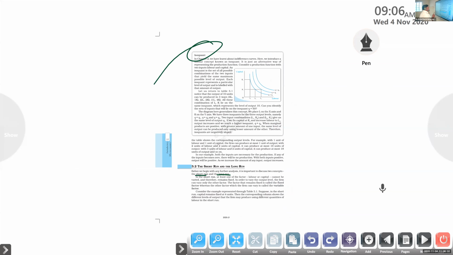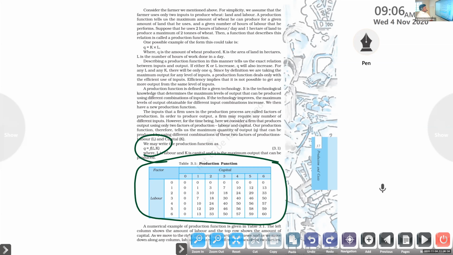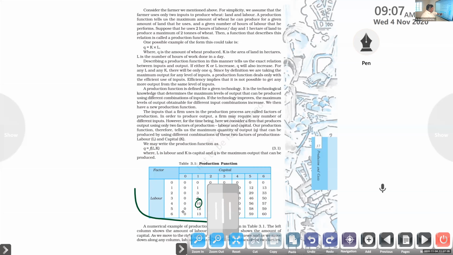In this table 3.1, the production function, there are a number of different combinations available to produce 10 units, right? That is up to the producer. For example, for 50 units also, different combinations are available. For 40 also, different combinations are available. So with the available inputs, we are able to choose the combinations.